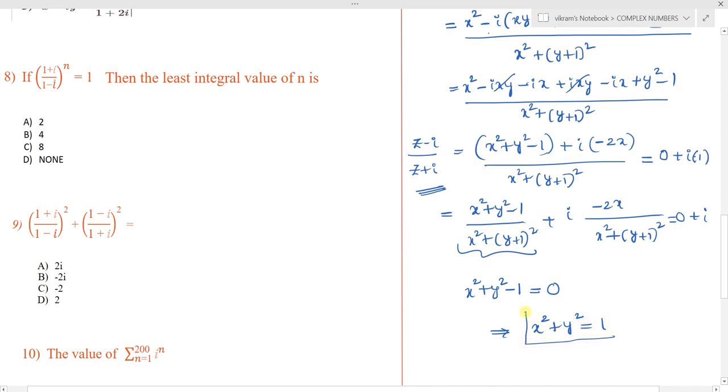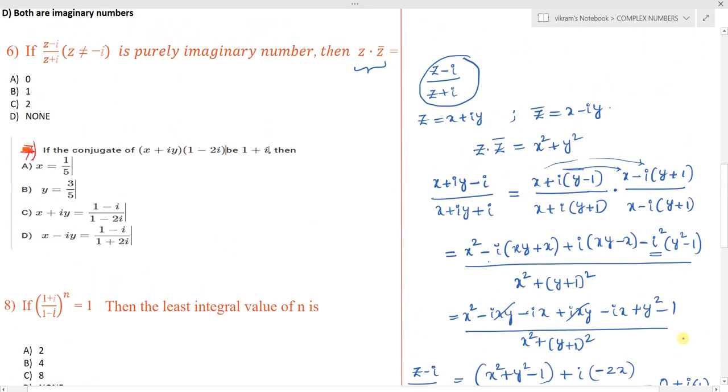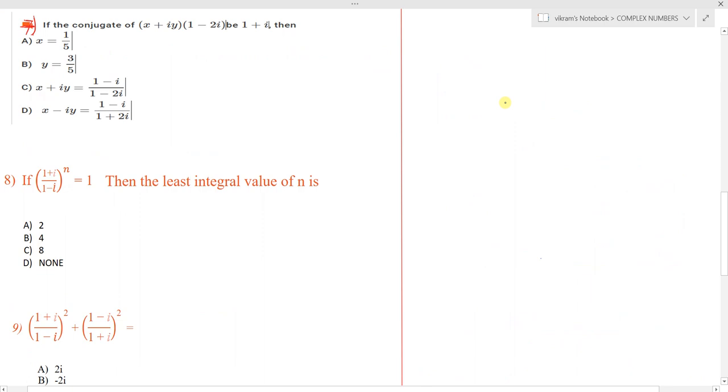So what is x square plus y square? We find this as z into z conjugate. x square plus y square equals 1, so z into z conjugate is 1. So then what is the solution? Option B is the correct one. Okay, thank you. So moving to the next question.